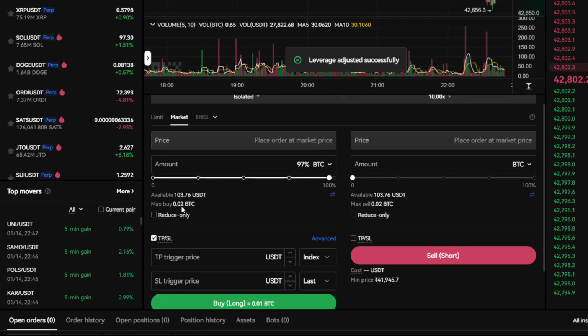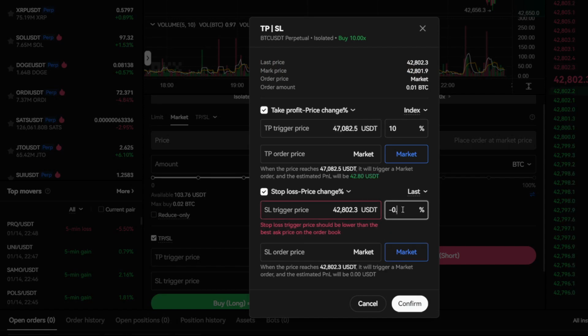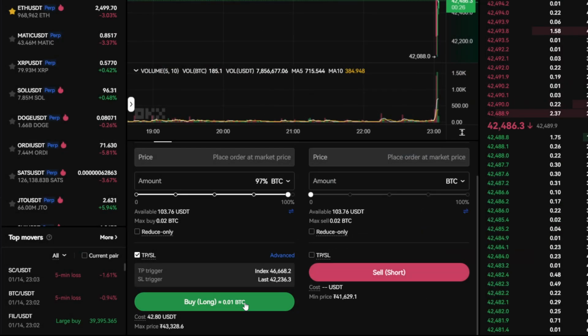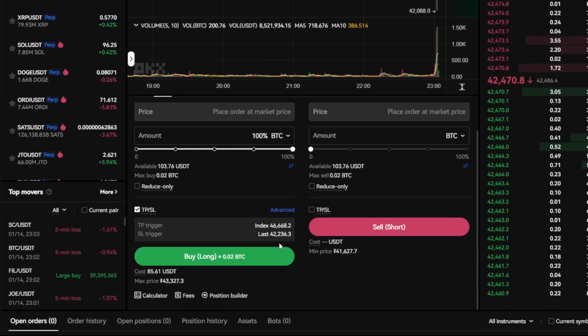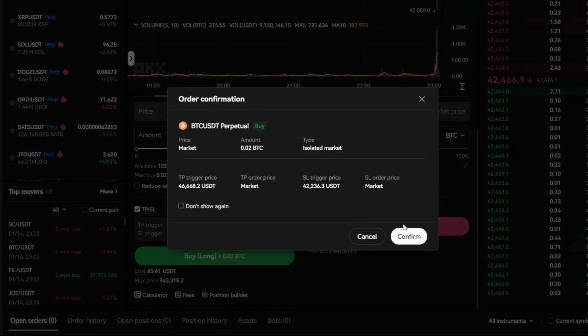Set the take profit and stop loss so you don't lose all your money. Here you can set the prices or the percentages of these values. For example, 10% for the profit and 0.5% for the loss. I want to buy, so I set these values on the Buy long tab. If you want to sell, do it on the other, short tab. Buying is also called long, and selling is short. And now I just make a long position by clicking this green button.